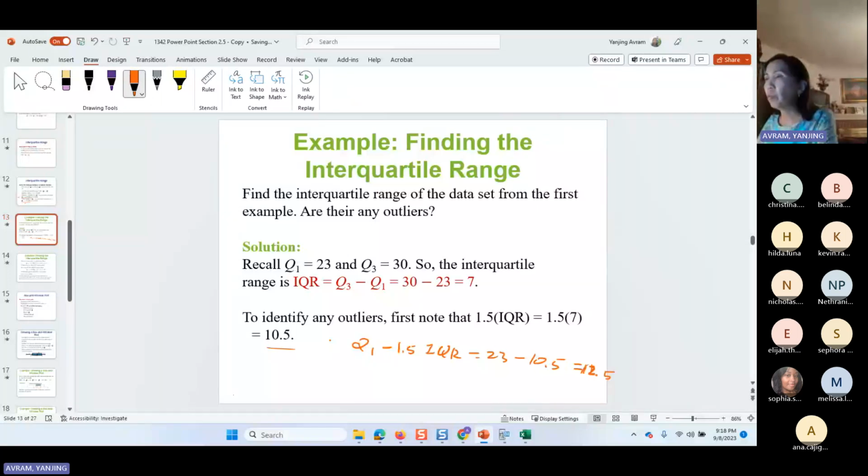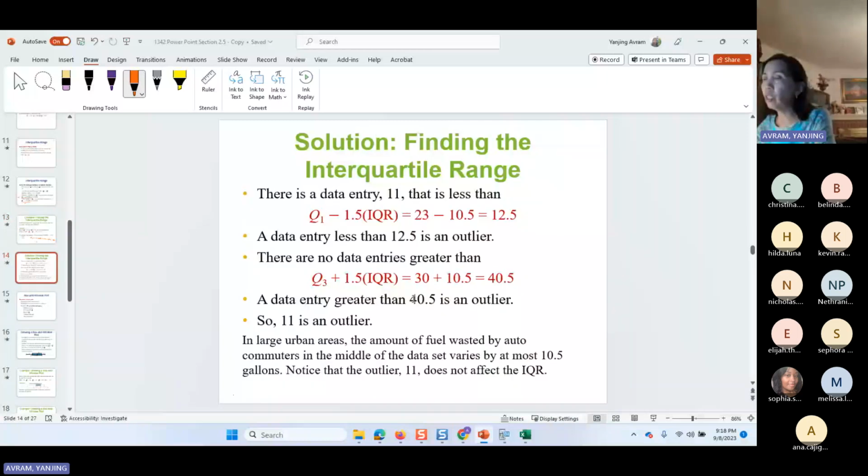Okay, so given 12.5, if you have a data point of 10, 10 is less than 12.5, so 10 will become an outlier. And for the highest bound, using Q3 plus 1.5 IQR, which is 40.5, anything greater than 40.5 is also an outlier. So 11 is less than 12.5, so that's an outlier. If you have a 50, 50 is greater than 40.5, so that will also be an outlier.